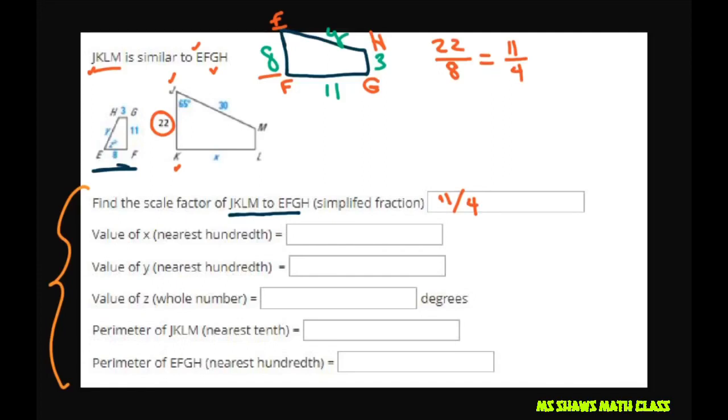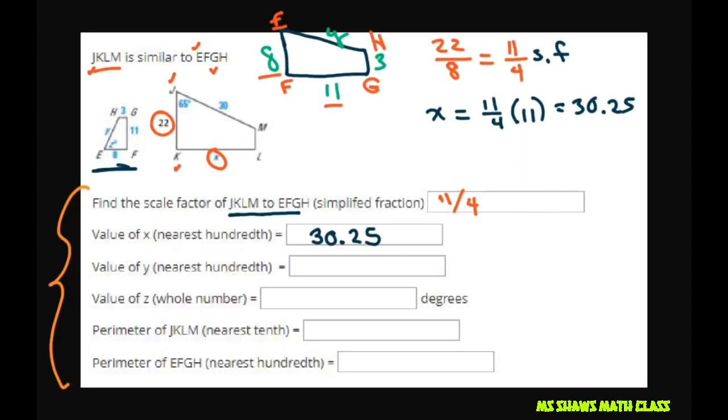Now we want to find the value of x. So x is right here, and it goes with the 11. So all you have to do is take your scale factor, and we want x, so x is going to be 11/4 times 11, which is 121 divided by 4. So 121 divided by 4 gives you 30.25. So that's going to put here 30.25.